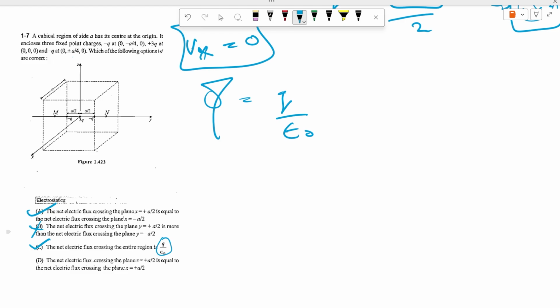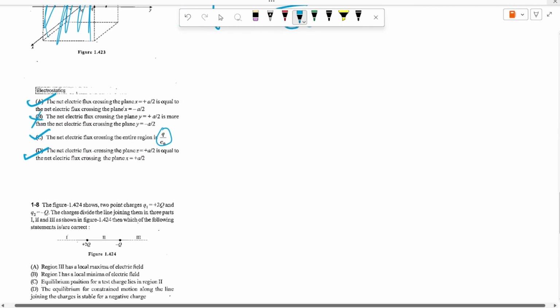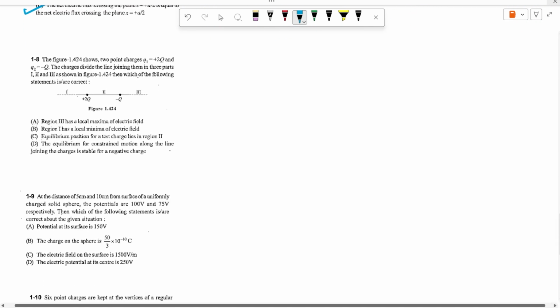Now let's look for the last option. The net flux crossing the plane at Z, is this X? I think it is X, is equal to the net flux crossing the plane at plus A by 2 X. Okay, so it's essentially comparing this face with this face, the front face. So yes, they are going to be equal again. We know that because of the concept of solid angles, and well, we'll just move on then.